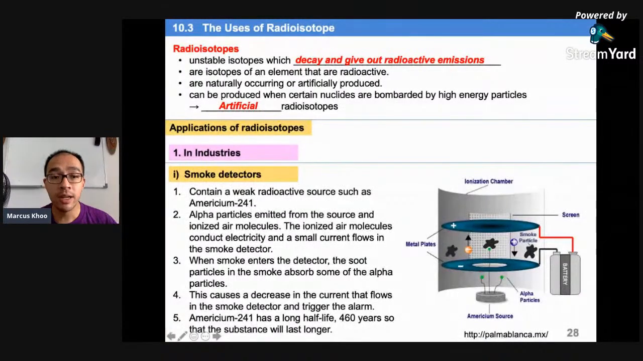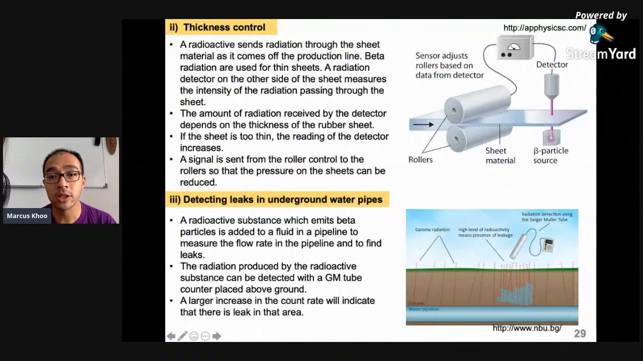Okay, because it's a very long half-life. Okay, 460 years now, then it becomes half of the original value. So it's very, very useful to be used in smoke detectors. Okay, so that's one. Another example of use is thickness control.